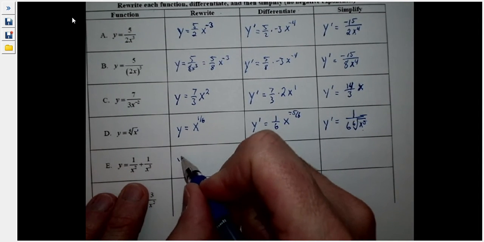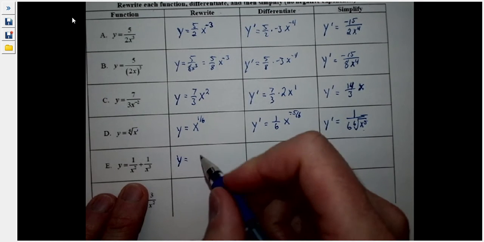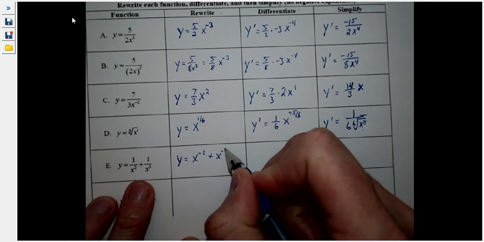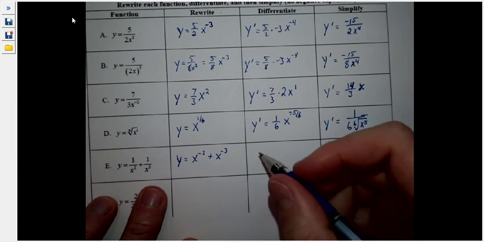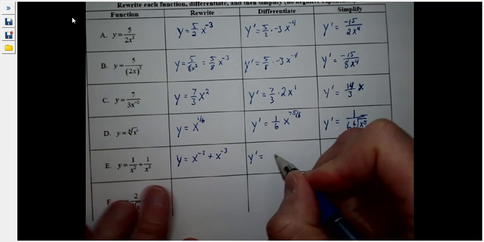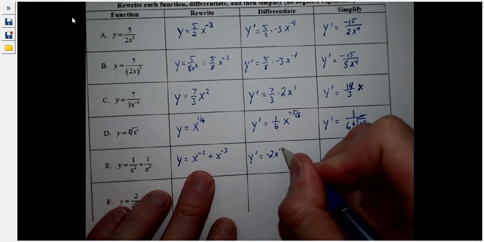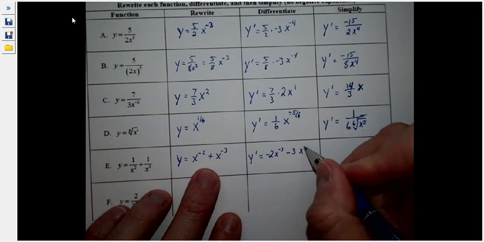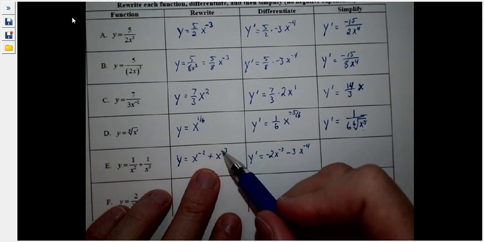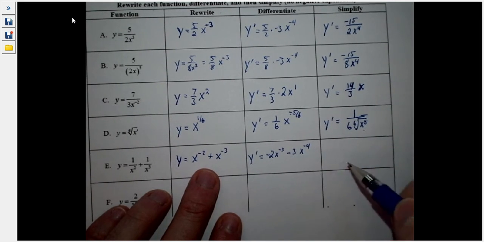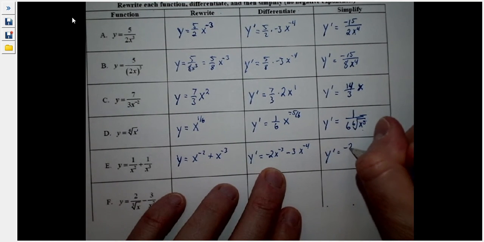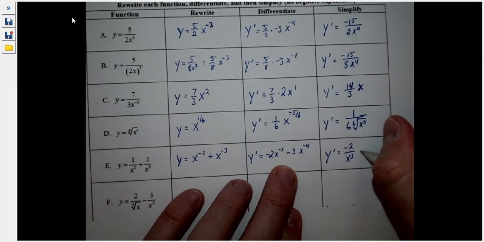This one, we have 2 terms that we have to rewrite. So the first one is going to be x to the negative 2 power plus x to the negative 3 power. Y prime equals negative 2x to the negative 3 power minus 3x to the negative 4 power. Because you multiply the negative 3 times the positive 1, you get negative 3. And then simplifying, you get negative 2 over x cubed minus 3 over x to the 4th.